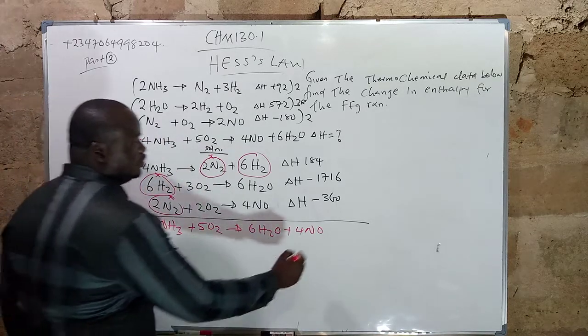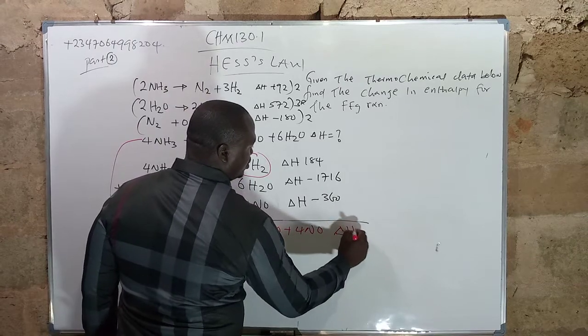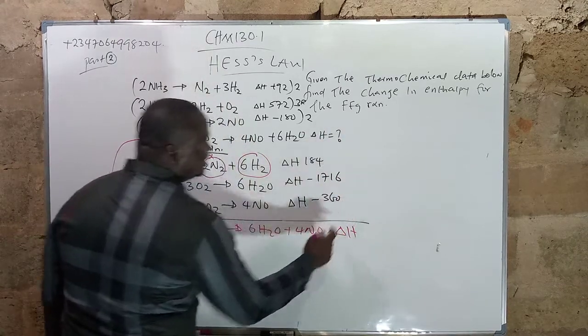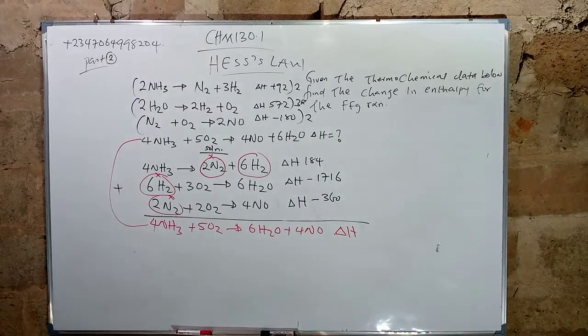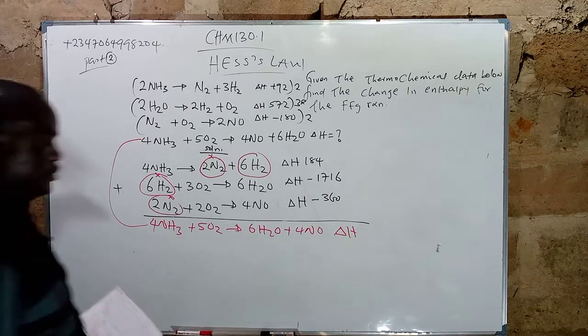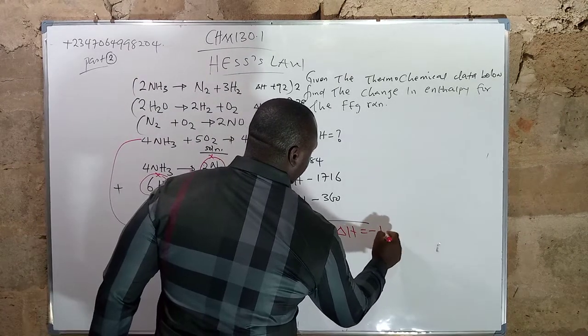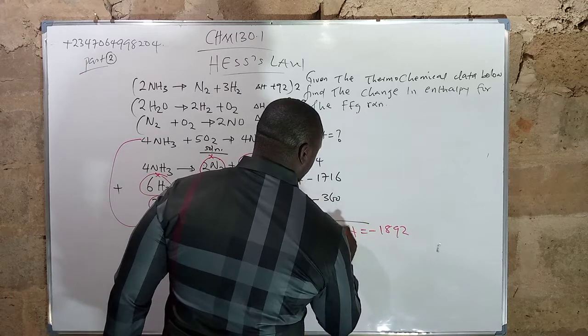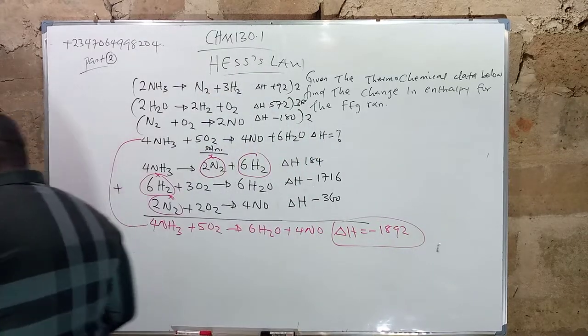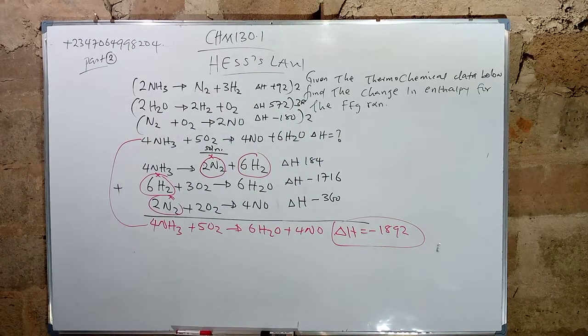The next thing for you to do is for you to calculate your delta H. So plus this thing together exactly the way it is on your calculator, and you will get equals to minus 1892, which is the answer. So can you see how this thing is being done? So the more you solve it, the more you get to understand what it's all about. It's not that hard.